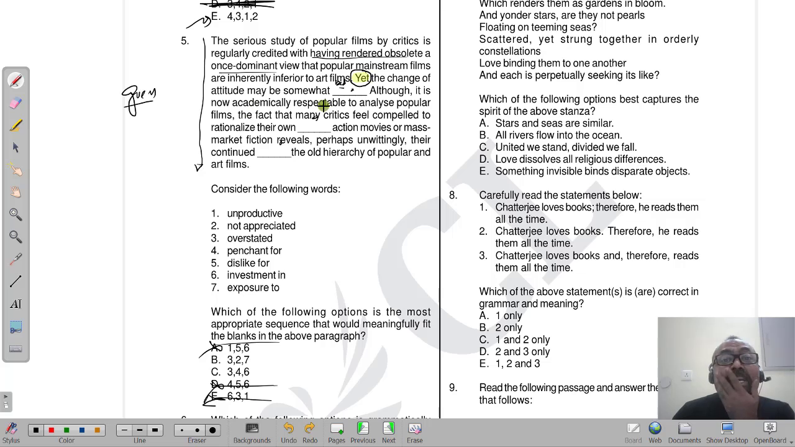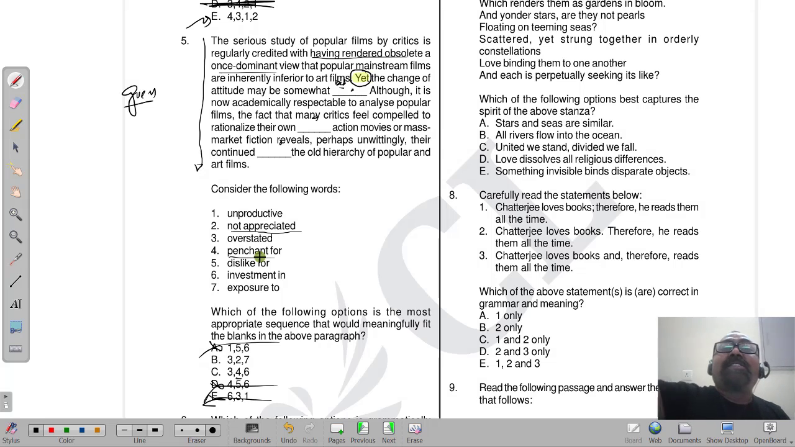Although it is now academically respectable to analyze popular films, the fact that many critics feel compelled to rationalize their own blank action movies. Let's look at what 2 says: their own not appreciated action movies. And 4 is saying their own penchant for action movies.